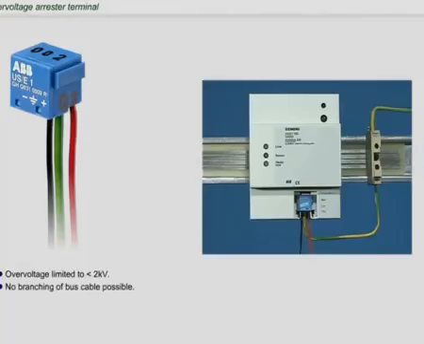The protective earth conductor of the distribution board must be connected via an earth-free terminal, as the DIN rail of an EIB KNX installation cannot be used for earthing.